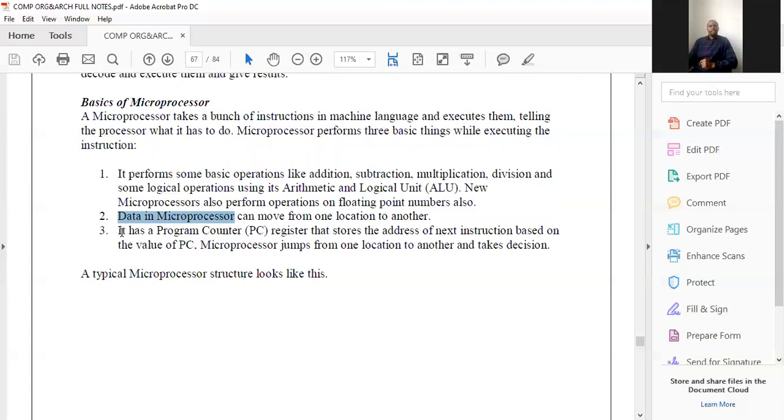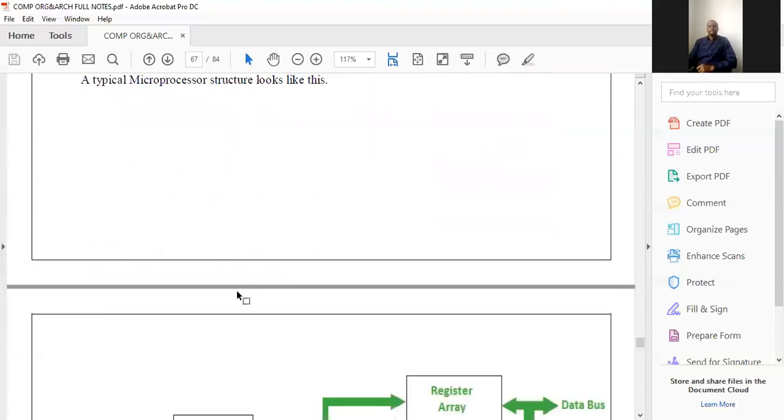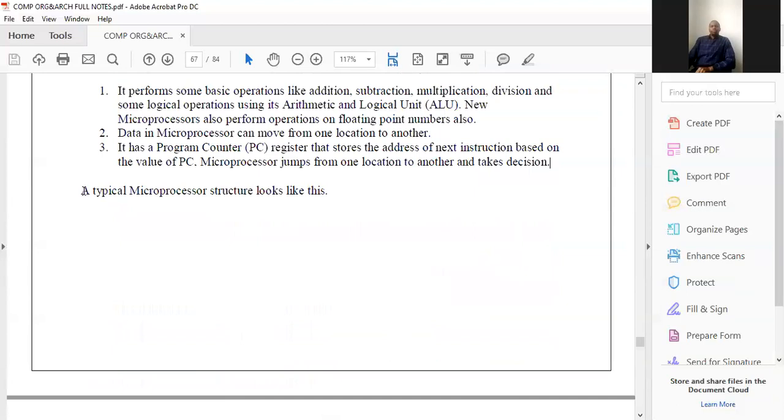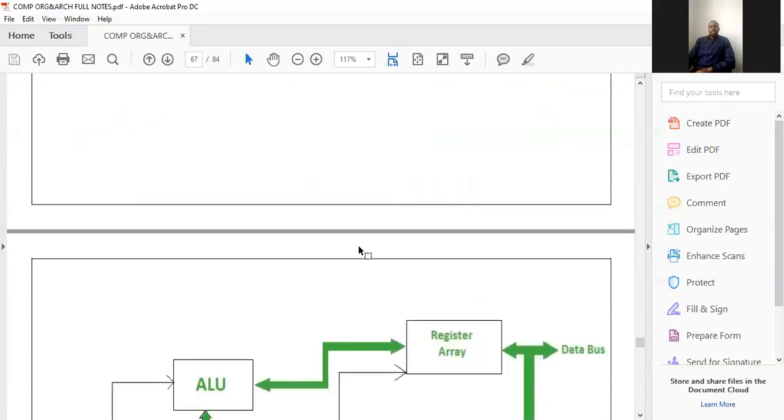And then number three, to basically mark the addresses of instructions. Okay. Also, you can also give other functions like what? It has a control unit that manages and coordinates all the activities of the processor. That's also a function of the PC. Okay. So the microprocessor basically works like all the structure looks like this.